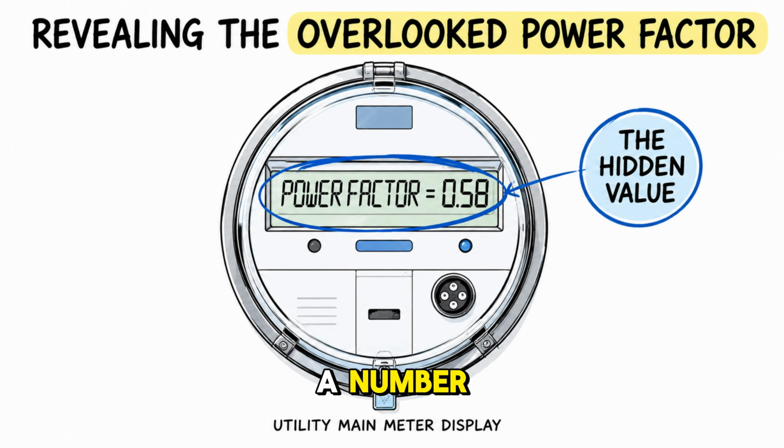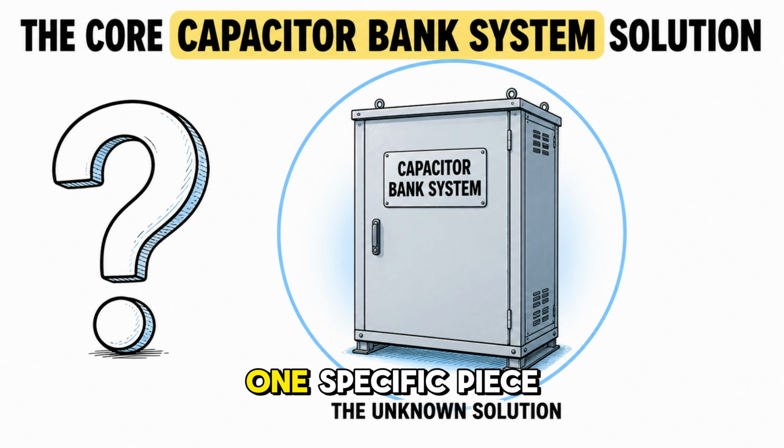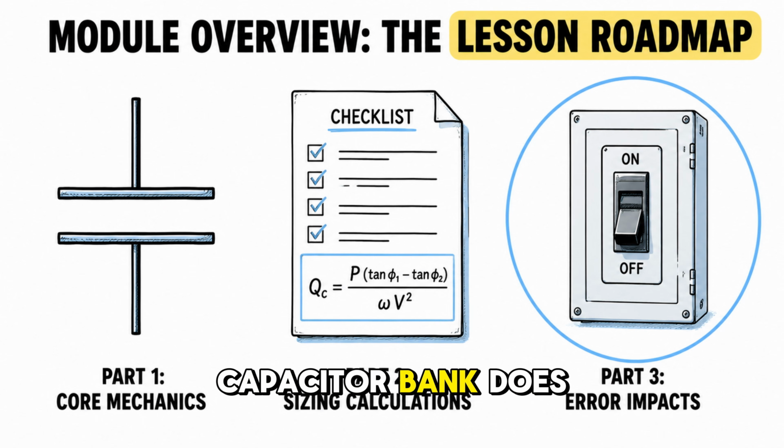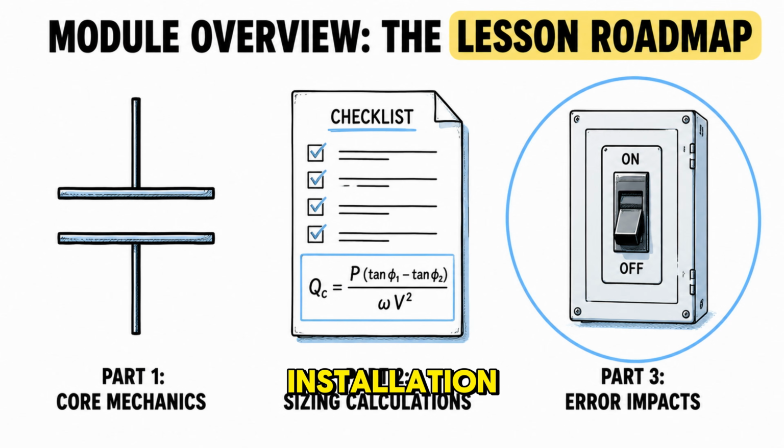The reason is a number on the utility meter the facility manager has never looked at: power factor. Fixing it requires one specific piece of equipment that most engineers have heard of, but very few fully understand. In this video, we will understand exactly what a capacitor bank does to the power factor, why it works at the physics level, how to calculate the correct size for any installation, and what happens when it is sized incorrectly.